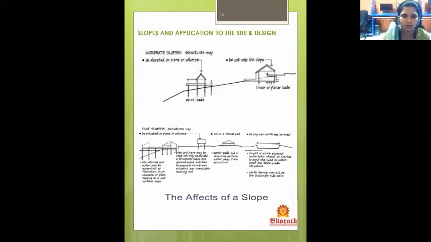So these are slopes and their application to the site and design. This is a moderate slope, structures may be elevated on piers or columns. These are the piers or columns, and these are implemented underneath the contours, and the building is elevated over that. Here the structure is cut into the slope. The slope has been cut down, with linear or planar loads. There are no piers implemented directly. The site has been made flat according to the cut and fill method, and later it has been constructed.